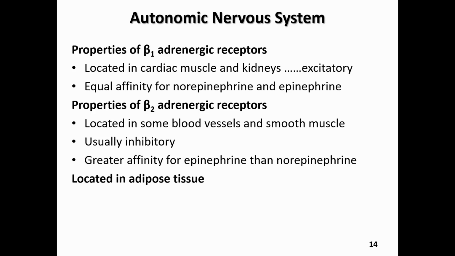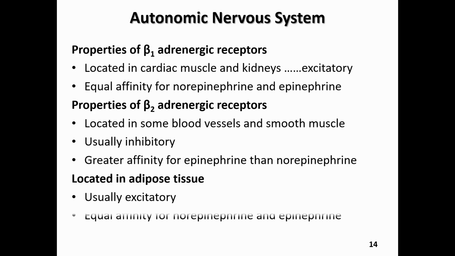These beta receptors are typically located in adipose tissue as well and are usually excitatory. Adipose tissue is made up of adipose cells or adipocytes, and these are the storage cells for triglycerides, which contain fatty acids. And so when norepinephrine or epinephrine, basically the adrenaline hormones, bind to these adrenergic receptors that are in the membranes of these adipose cells, it will increase the breakup of stored triglycerides.